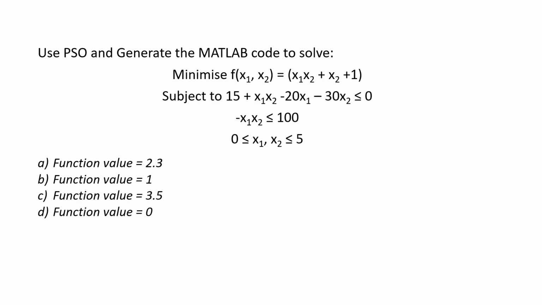Yes, the constraint minus x1 x2, that 100 should come on the left hand side. You can write minus x1 x2 minus 100 is less than or equal to 0. Okay.